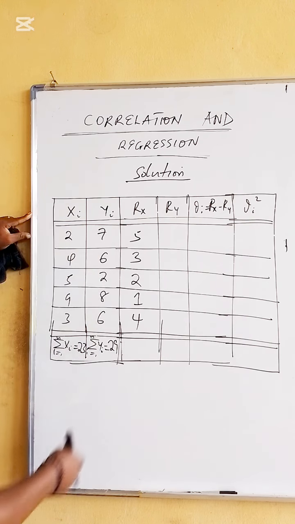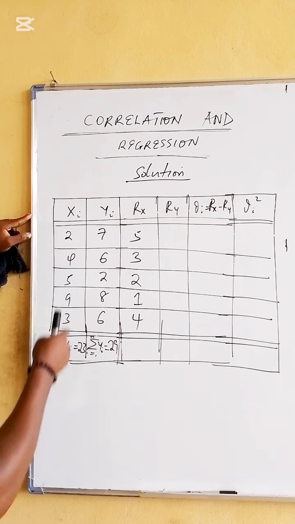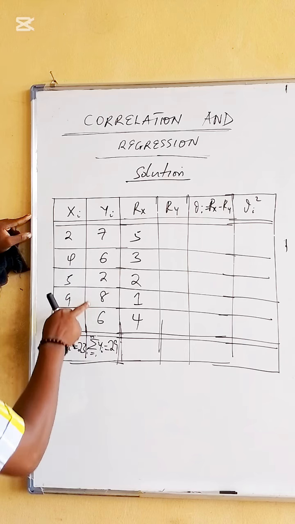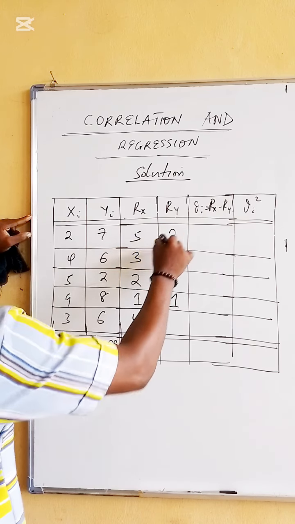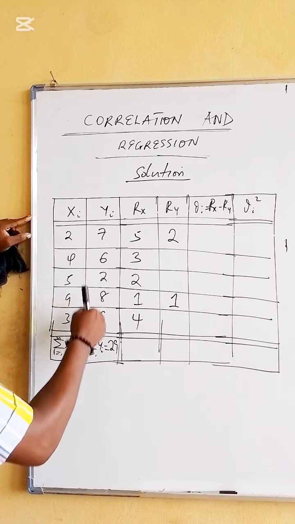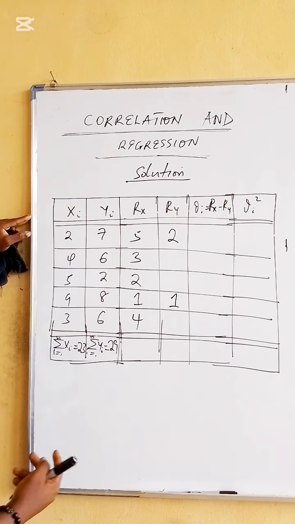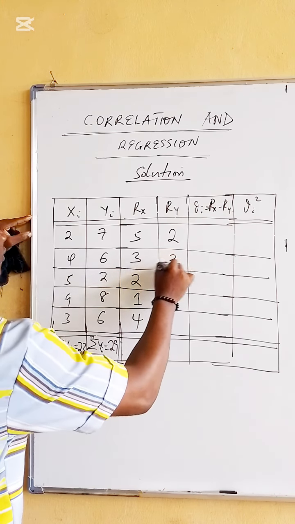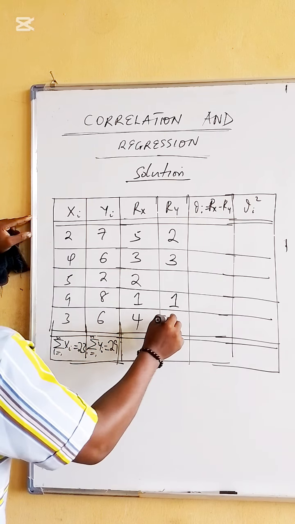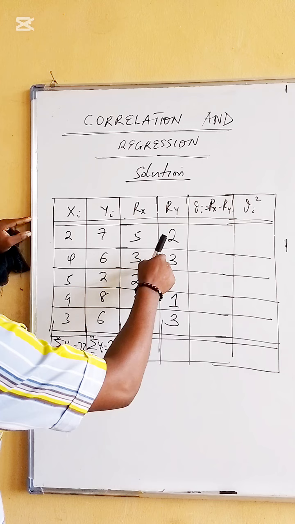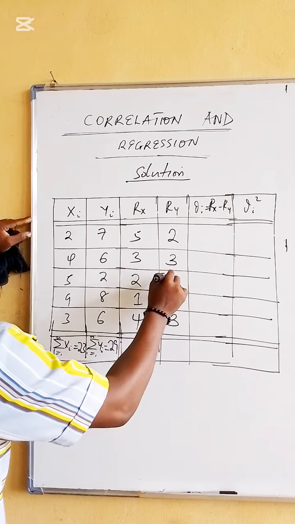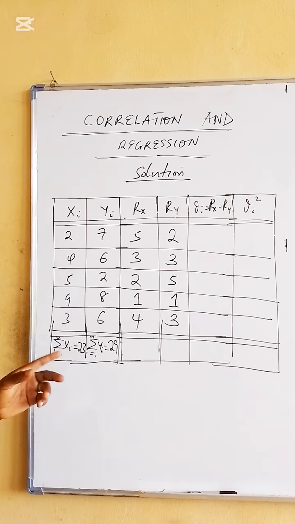Now, when it comes to ranking y, it's a little bit technical because of what is going to happen here. 8 ranks first, so I'm going to put it first. 7 ranks second. Now, you will notice that 6 and 6 occurs 2 times, so I'm going to give it a rank of 3. Ordinarily, this should be 4, so I'm going to put here 3, since both of them are the same. But since I rank this as 3 and 3, the next one automatically takes 5. And that is what I want you to know.